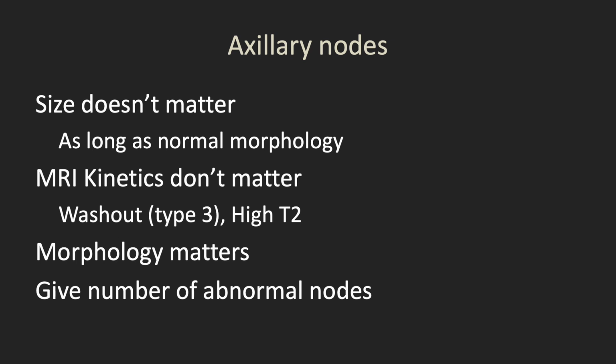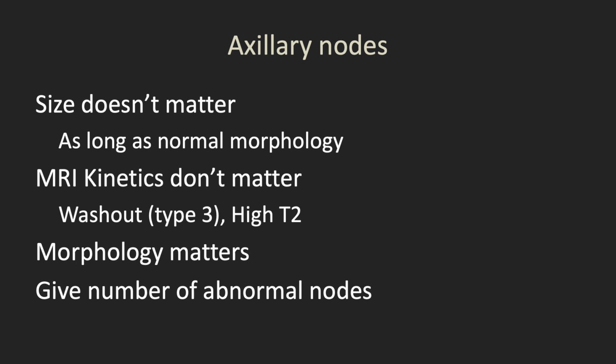The kinetics on MRI don't matter. So we're used to looking at washout type 3 kinetics and thinking that's suspicious in the breast, but in the axillary nodes, that is normal. They nearly always have a high T2 signal if they're normal. They may lose that high signal if they're abnormal. What's really important is the morphology, which I'm going to show you some examples of in the next slides.